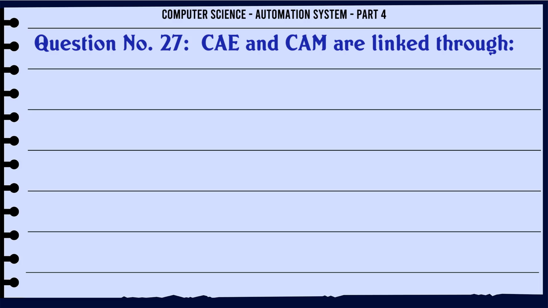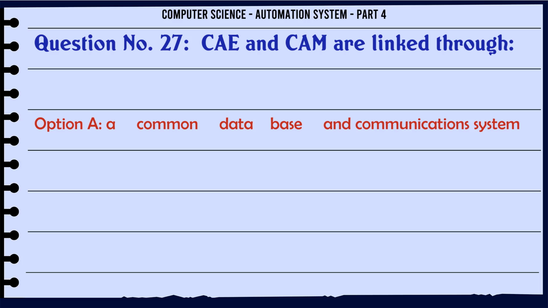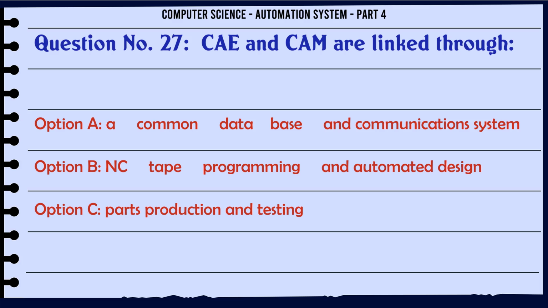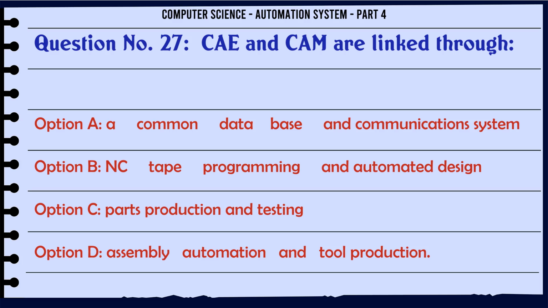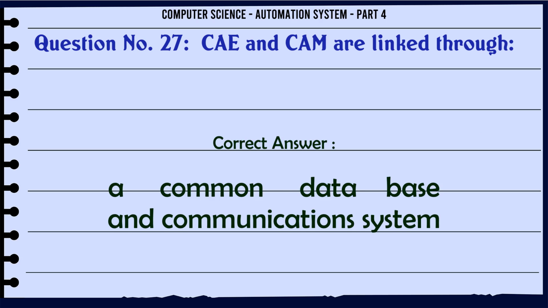CAE and CAM are linked through A. common database and communications system, B. NC tape programming and automated design, C. parts production and testing, D. assembly automation and tool production. The correct answer is a common database and communications system.